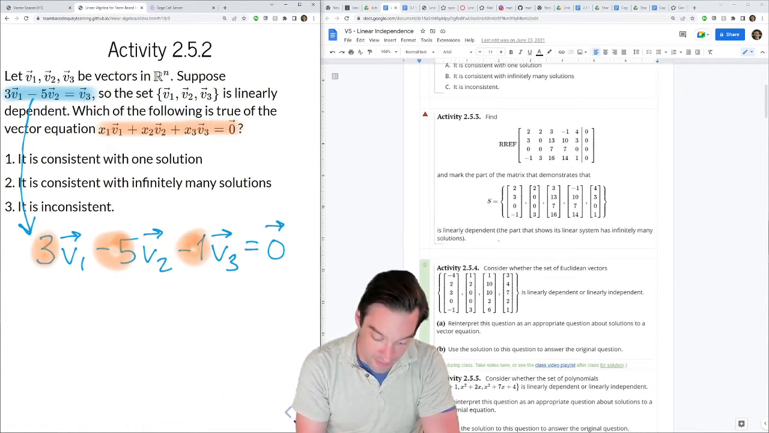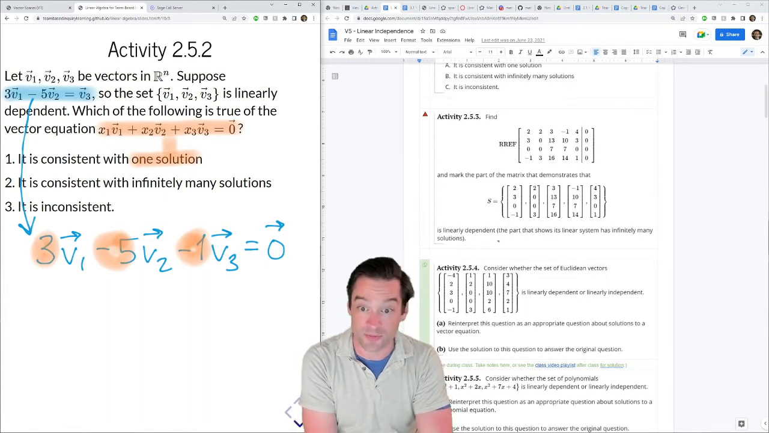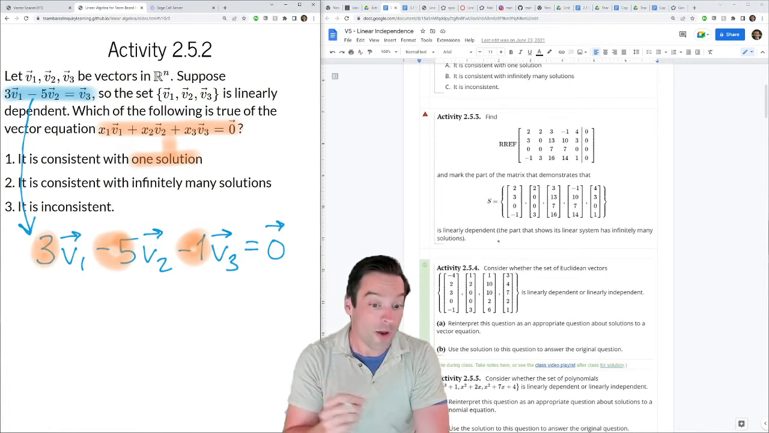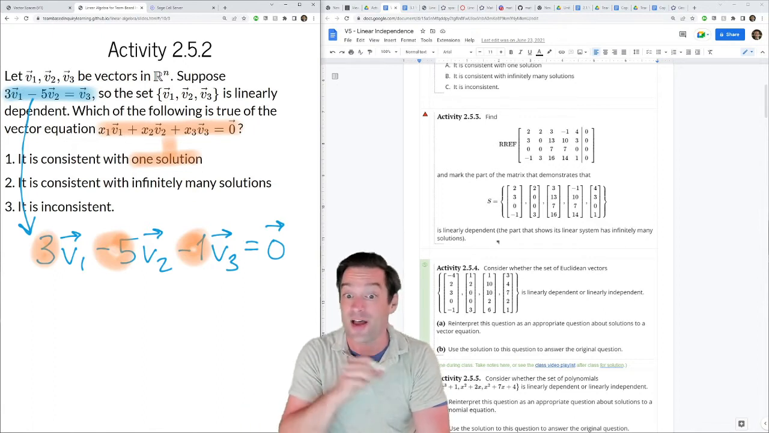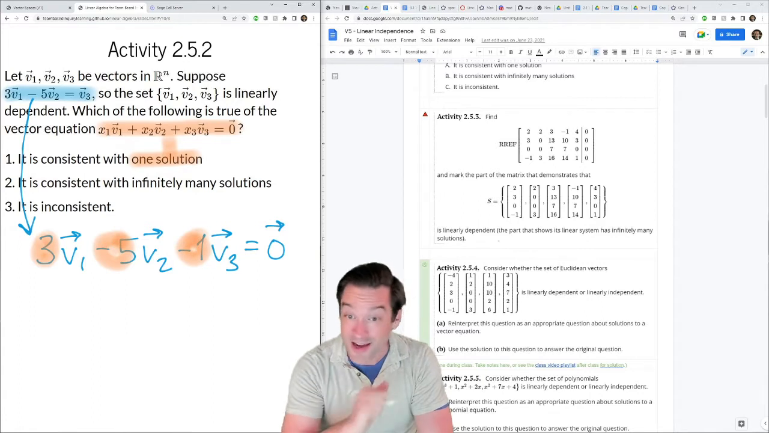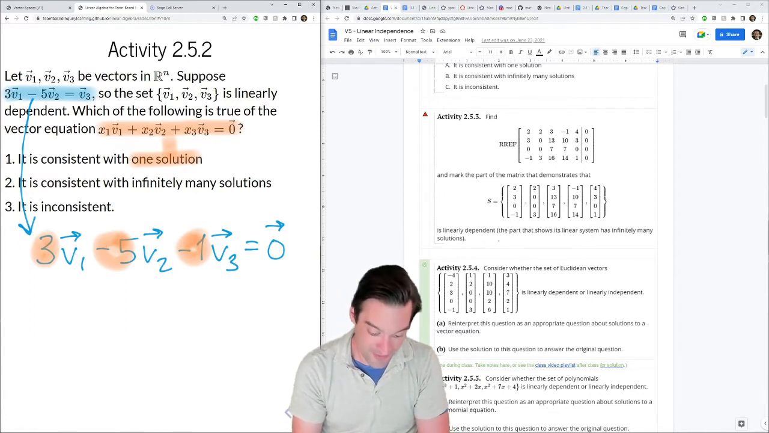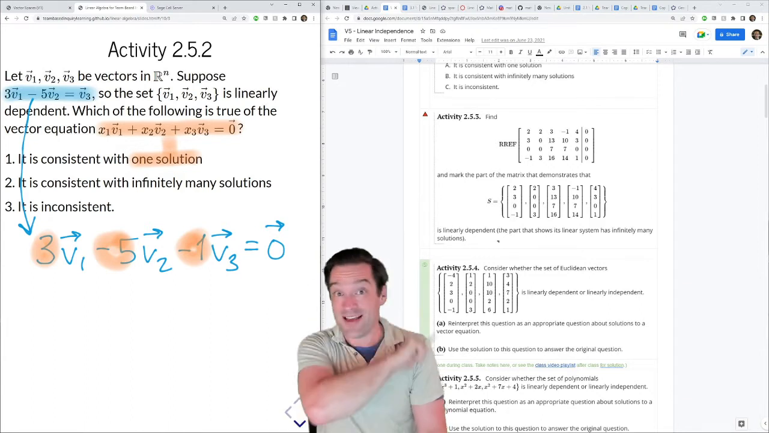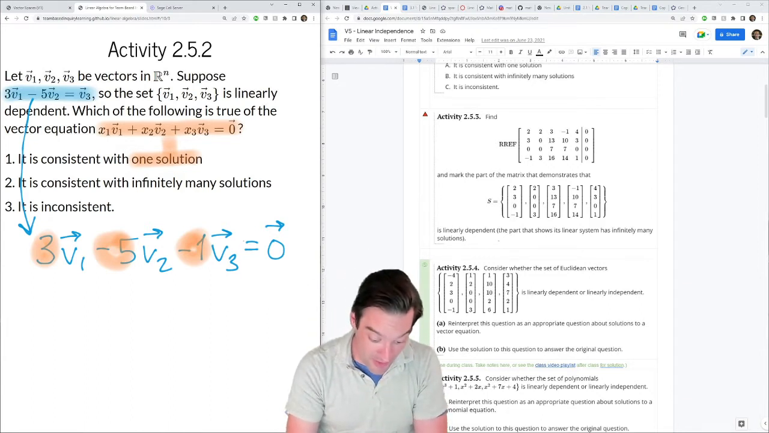So what this tells me right away is that there is at least one solution to this equation, right? There's at least one solution to this thing, and it's the solution x1 equals 3, x2 equals negative 5, x3 equals negative 1. The question is, will there also be other solutions besides this one? Yes. How do I know that there's going to be more solutions? If everything equals 0. That is equal to 0, Victor. Yes, that is another example of a solution.